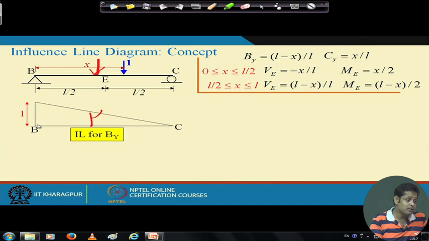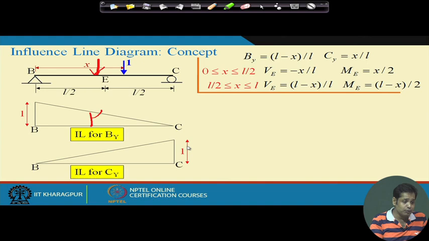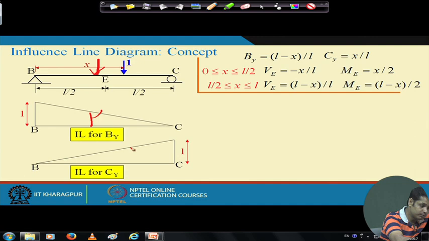Now, similarly, if we have to draw the influence line diagram for C y, it will be like this. At x is equal to 0, it will be 0, and at x is equal to L, it is 1, and in between it is linearly varying. So when the load is acting at C, the reaction at C will be 1; when the load is acting at B, the reaction at C will be 0; and for any intermediate position of the load, the reaction at C will be this value. So, this is the influence line diagram for C y.